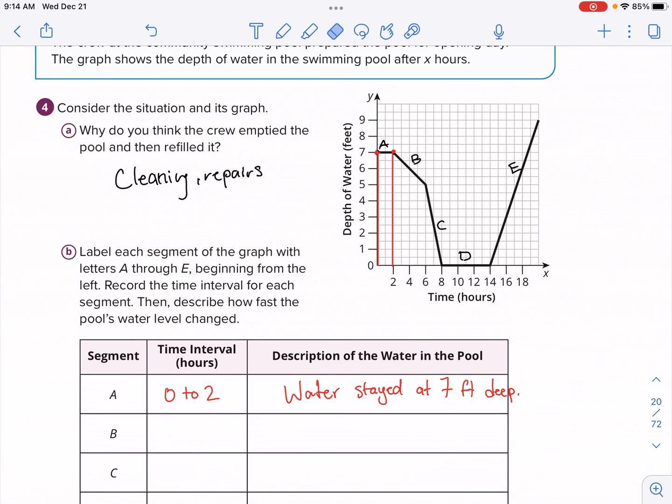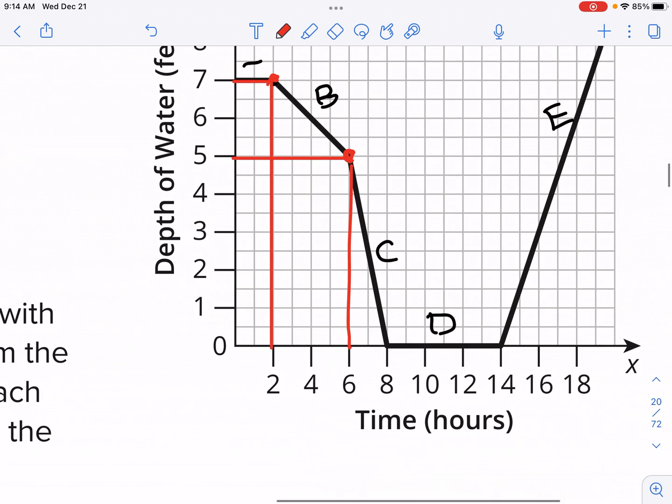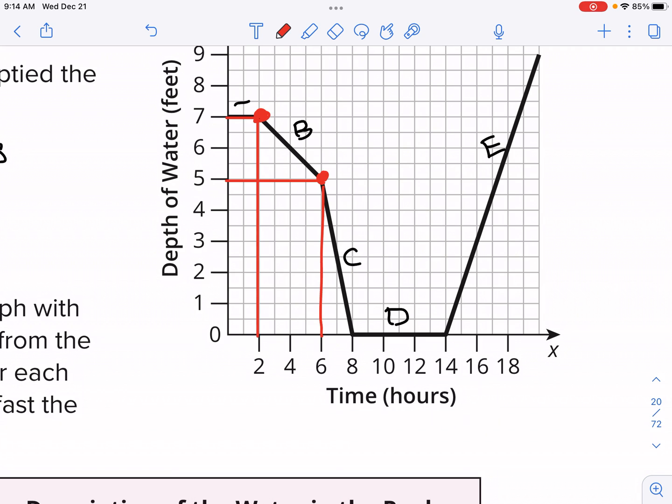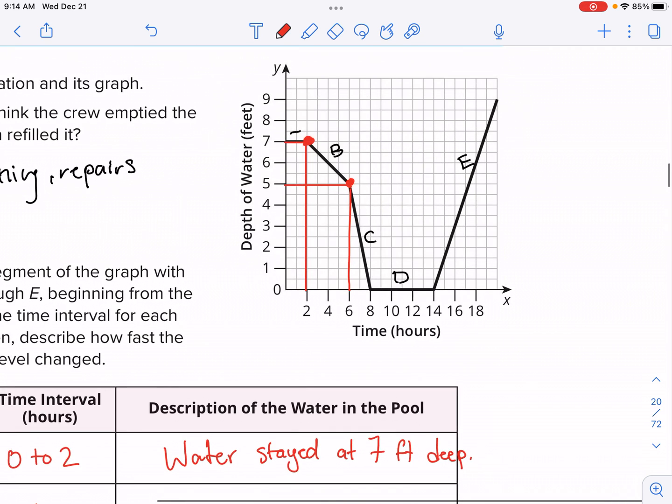For B, so let's get rid of this part. For B, that's from here to here. So that is from 2 to 6. And then if we look at how high we are here and how high we are here, it looks like we started at 7 and now we're at 5. So the water decreased.